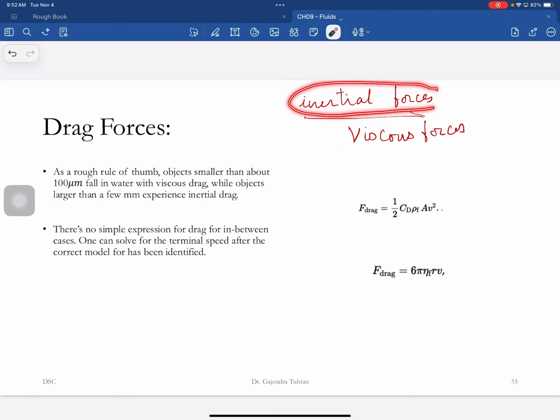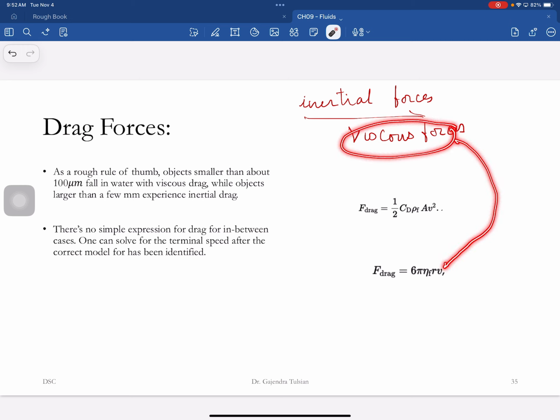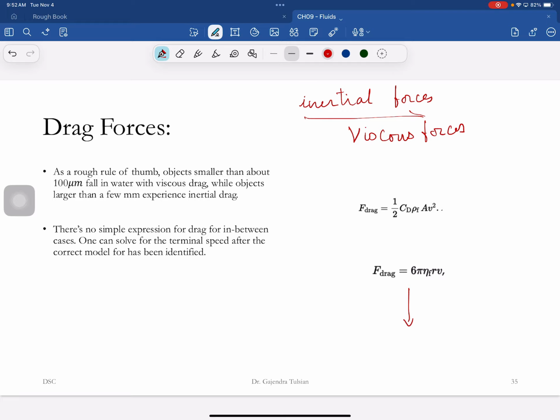When inertial forces are important, your drag force depends on your speed squared. And when viscous forces are important, then the drag force depends on the speed. So this is the expression when viscous forces are important.